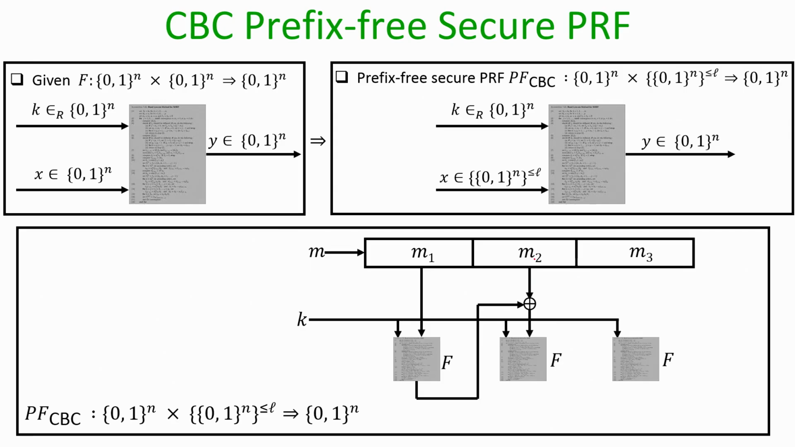namely M2, and the XOR of M2 and the previous output of the PRF is fed as the block input for the second invocation, and then we continue the chaining process, and finally the outcome of the last invocation of the fixed length PRF F is treated as the output of the prefix free CBC secure PRF for the message M. That is the way this CBC prefix free secure PRF operates.